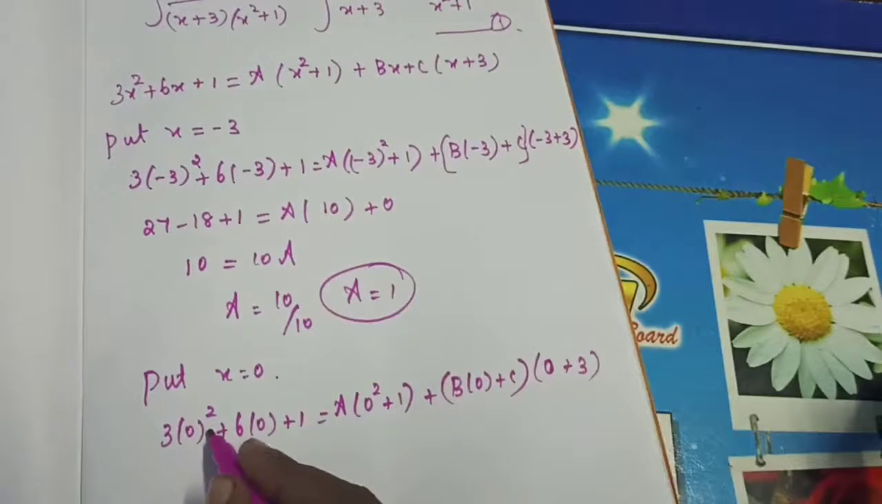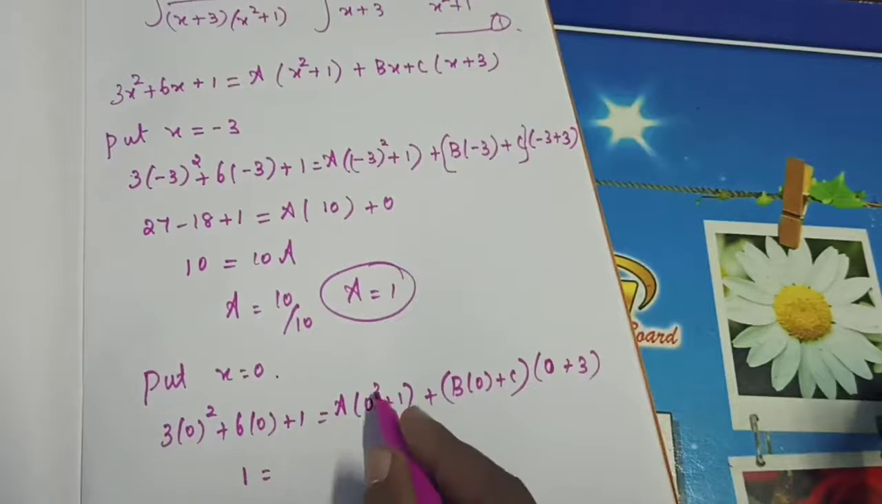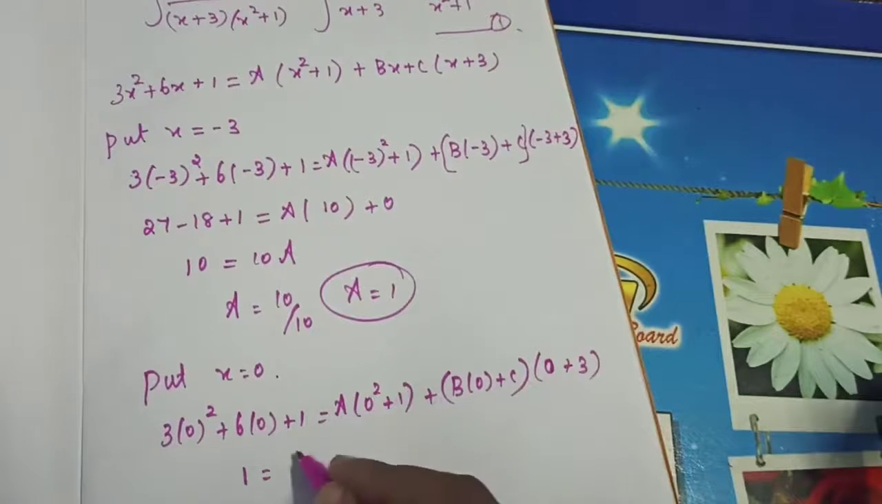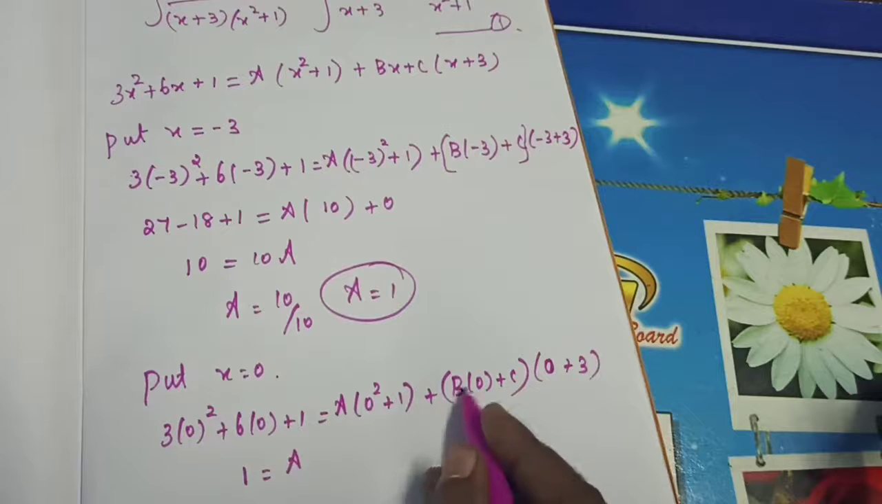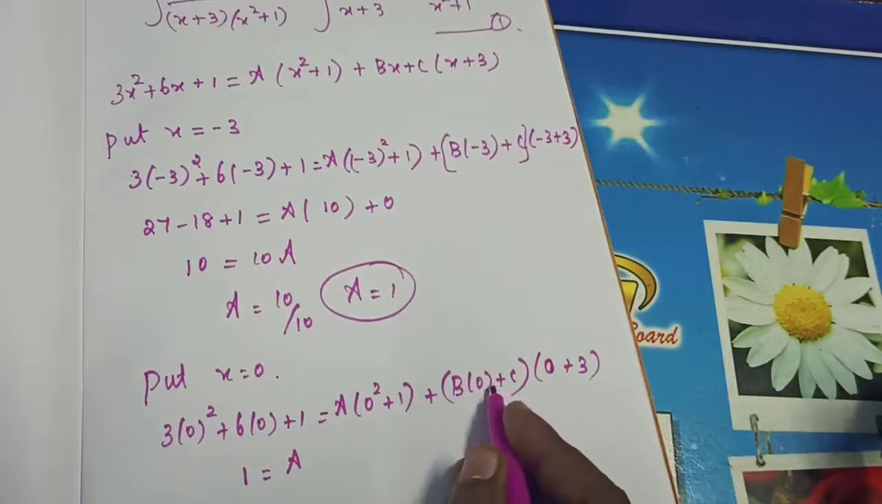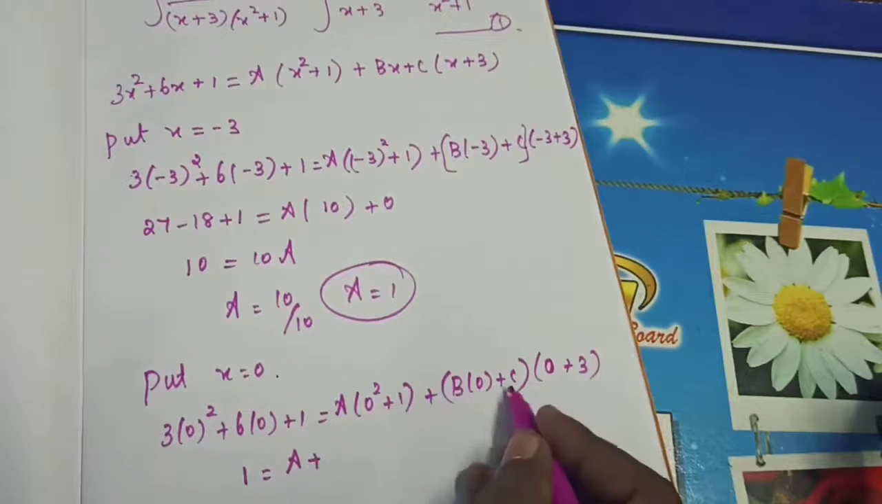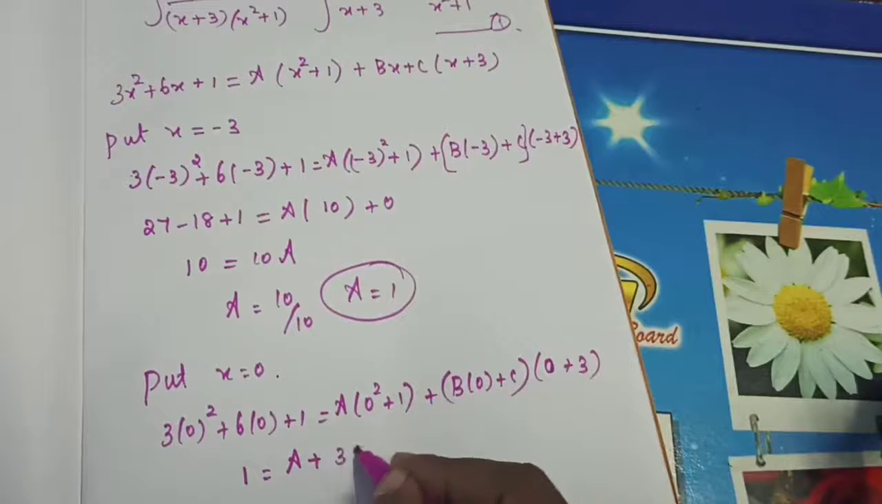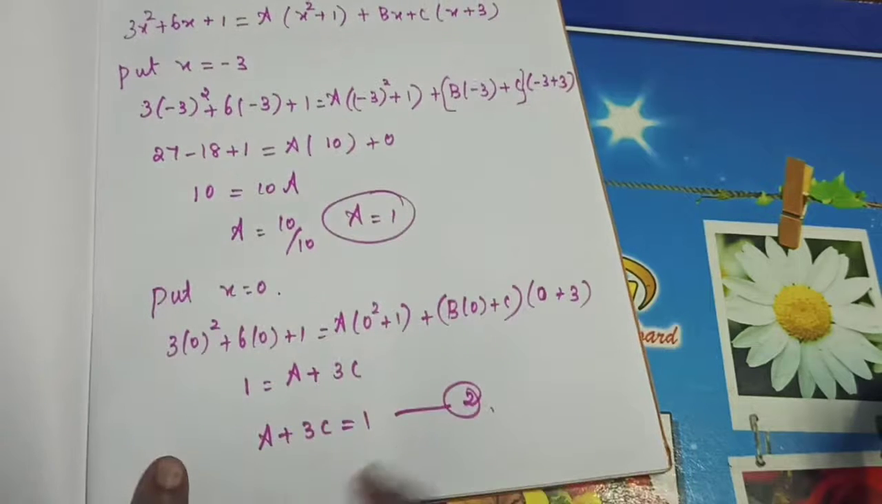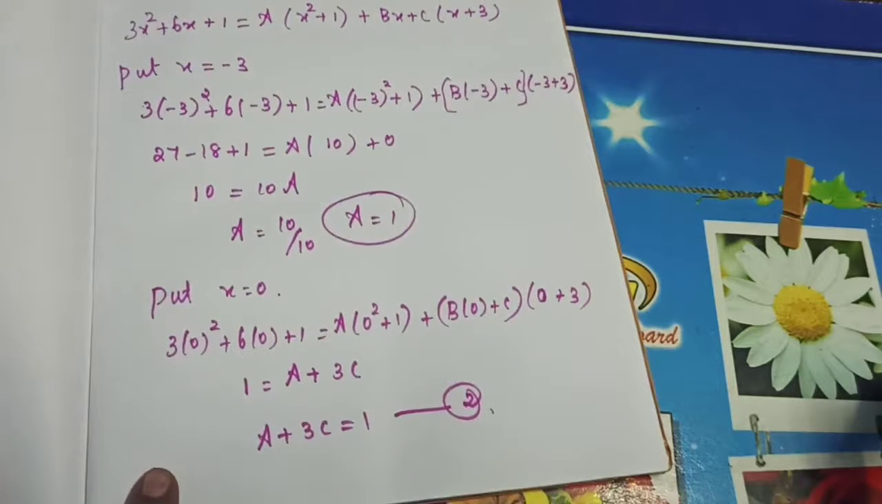Correct? So 3 into 0 is 0, 6 into 0 is 0. Here 1 alone. So 0 square is 0, a into 1, that is a. Is it right? b into 0 will become 0. Plus 3 into c. So what's the equation? a plus 3c equal to 1. Keep it as equation number 2.